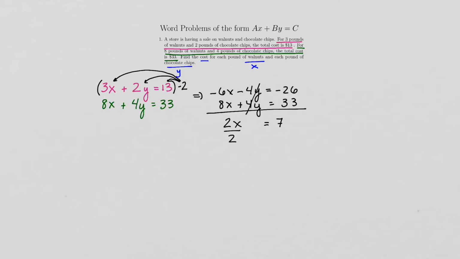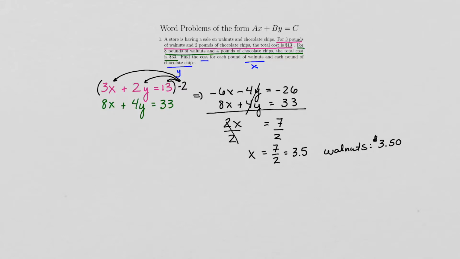And so now if I divide both sides by 2, x is going to be 7 halves, which is really 3.5. So since we're talking about money, we're going to convert to a decimal. So basically what we're saying is that the x costs $3.50. So x is the walnuts, right? So walnuts are going to cost $3.50.